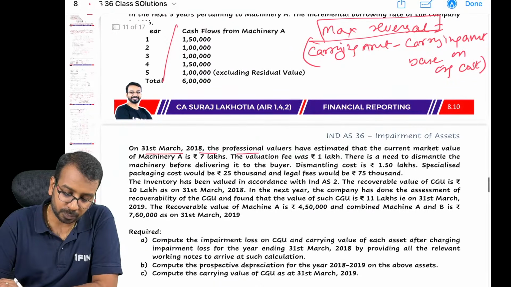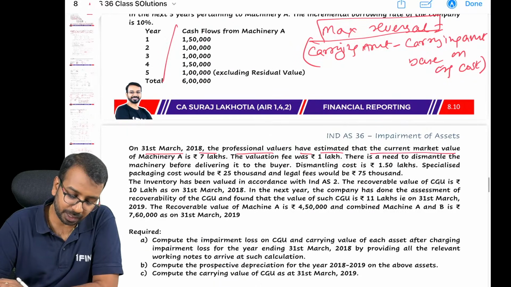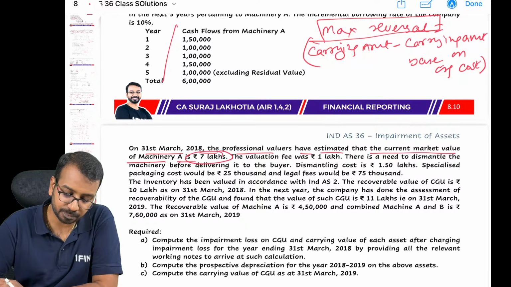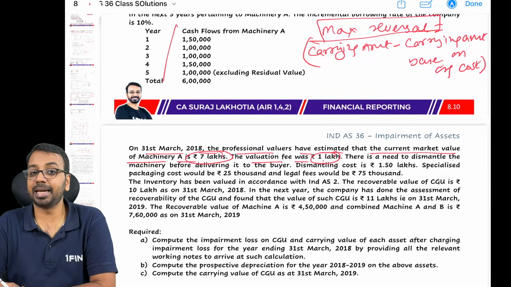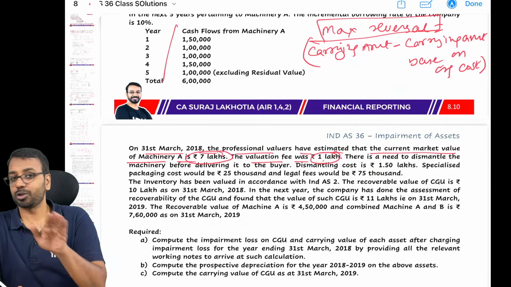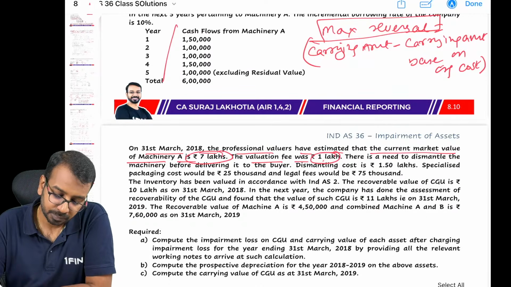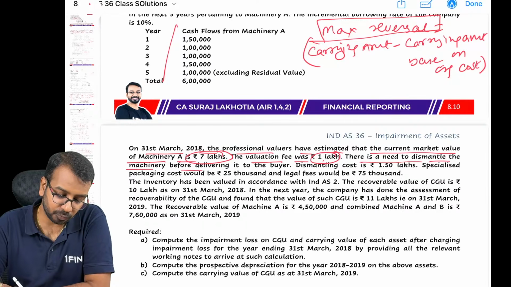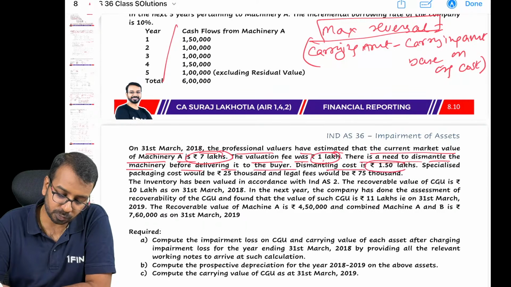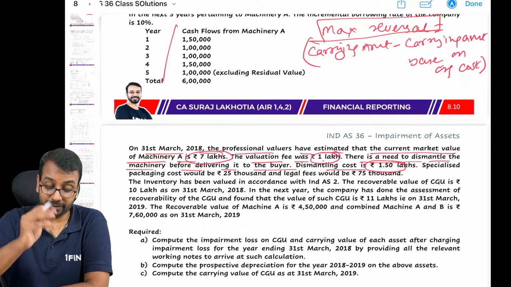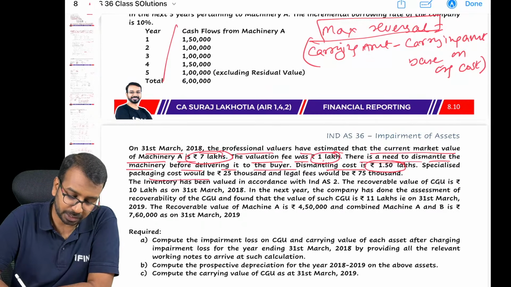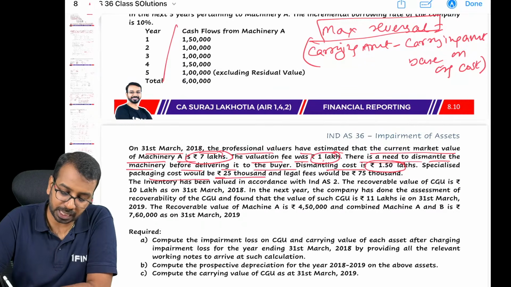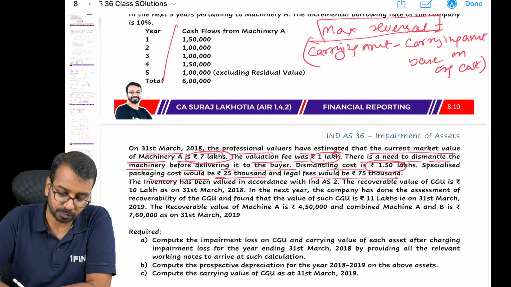On 31st December, professional valuers have estimated that the current market value of machine A is 7 lakhs. The valuation fee was 1 lakh. Now, is this valuation fee related to my recoverable amount? No, it's an expense. There is a need to dismantle the machinery before delivering it to the buyer. Dismantling cost is 1.5. Yes, this is a cost to sell, so I will reduce that. Packaging cost will be 25,000, that also I will reduce, and legal fee 75,000, that also I will reduce.